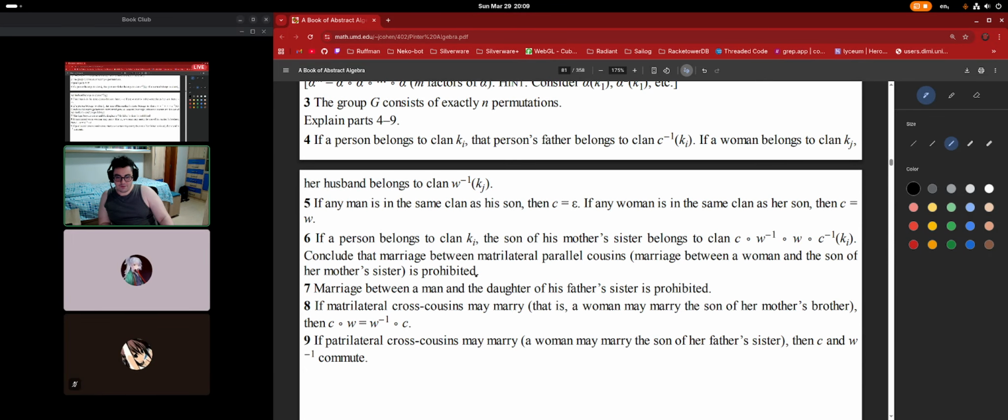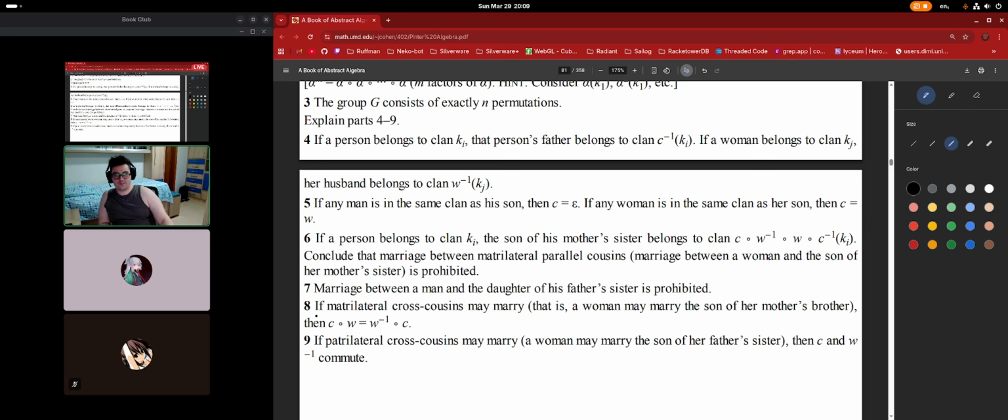Conclude the marriage between matrilateral parallel cousins. Marriage between a woman and the son of her mother's sister is prohibited. Well, which is what Marinho just said. Marriage between a man and the daughter of his father's sister is prohibited. So you are her uncle, right? The daughter of his father's sister, oh wait, so it's his cousin. Well, same argument as 6. Yeah, it's not quite the same function, but they cancel out in the same way. So this is a very similar argument to 6.